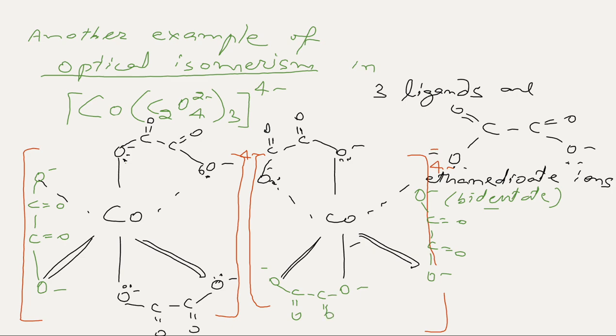So we have clearly seen here that we can see optical isomerism happening in cobalt complexes with ethanedioate, wherein three bidentate ligands are there, and then we can draw the mirror images of each other, and those will be the enantiomers of each other.